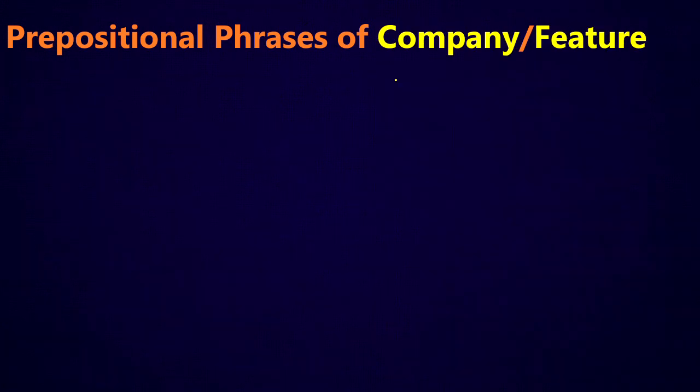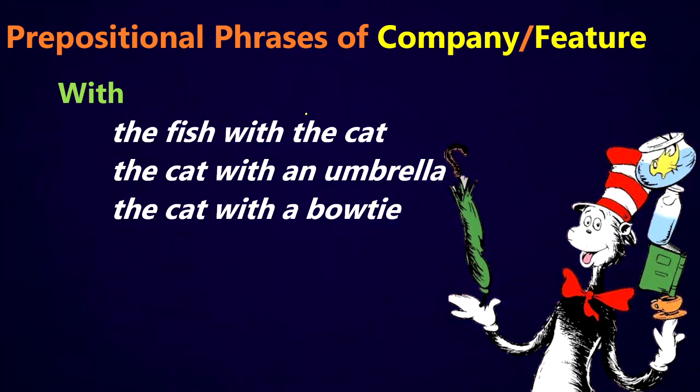We've also got prepositions of company or feature. That means who somebody is with or what they're with or what they have. For example, with. So we could say the fish with the cat. We could say the cat with an umbrella, or we could say the cat with a bow tie. So we're using this word with, but we're using it a little bit differently in each of these prepositional phrases. So if we say the fish with the cat, it's describing who the fish is with. So we've got a fish over here, and the fish is together with the cat. So they're two people or two animals together.